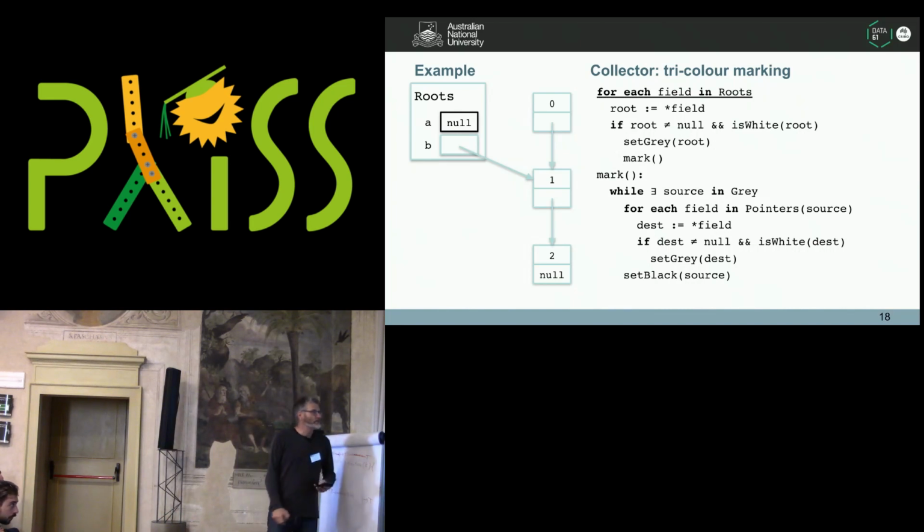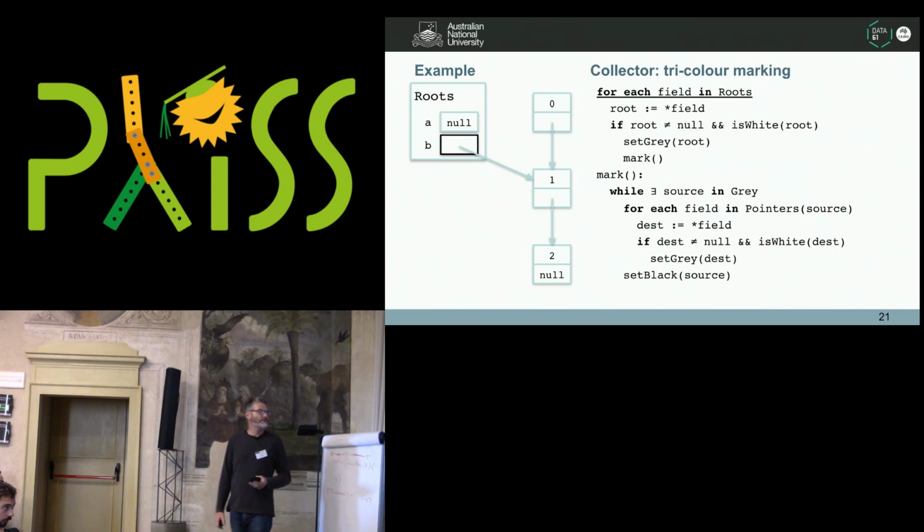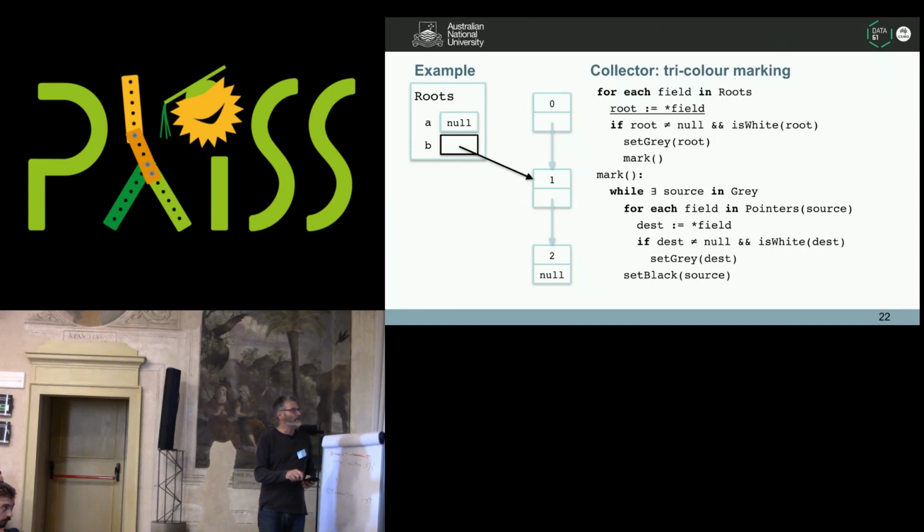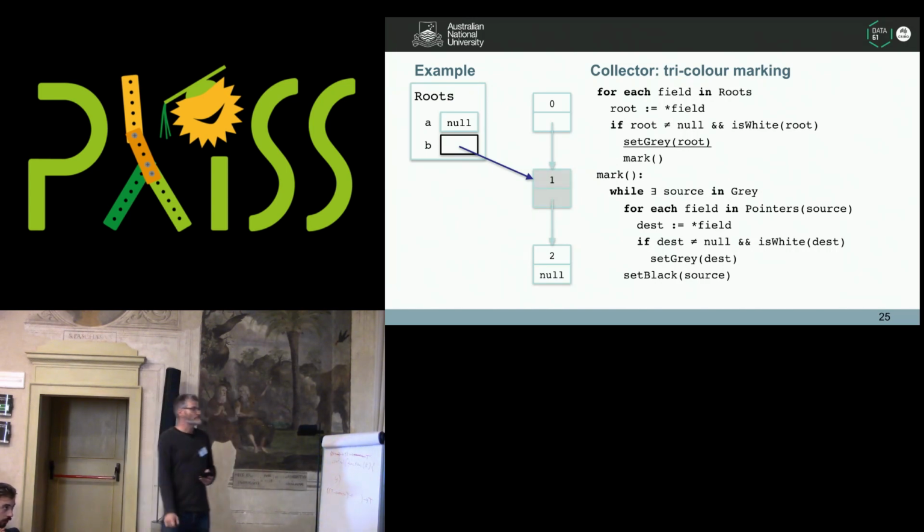All right, so if the first field is null, obviously we don't have much work to do, we're done. The second field, the B field, we load the reference there, and if the value is not null, which it's not, and the object that we've referred to is white, then we're going to set that object to gray.